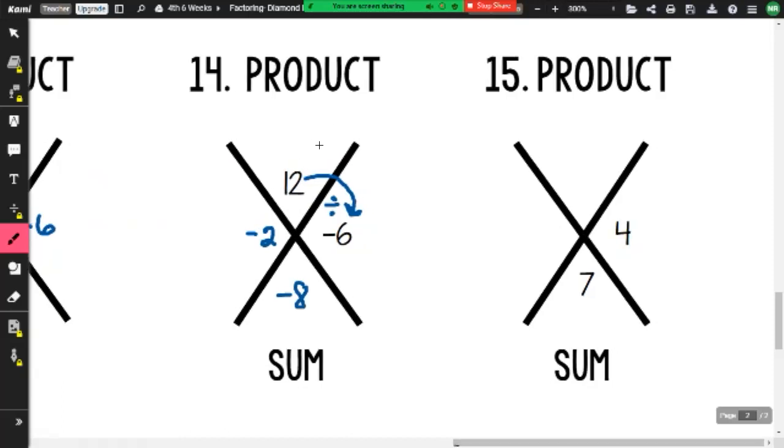For 15, this time it's giving you the sum and one of the numbers. If it's the sum, what am I saying? 4 plus something gives me 7. And if I don't know that 4 plus 3, if I can't do that in my head, what do I do? Subtract. Do I subtract 4 minus 7? 7 minus 4 in that order. You take the answer, subtract one of the numbers. 7 minus 4. Now 3 times 4 is 12.